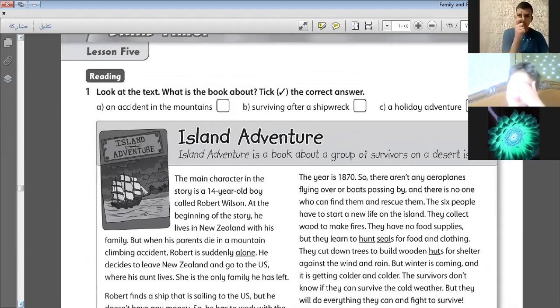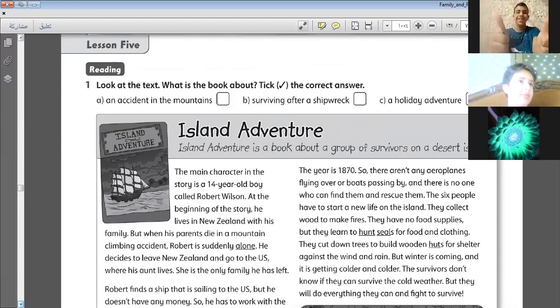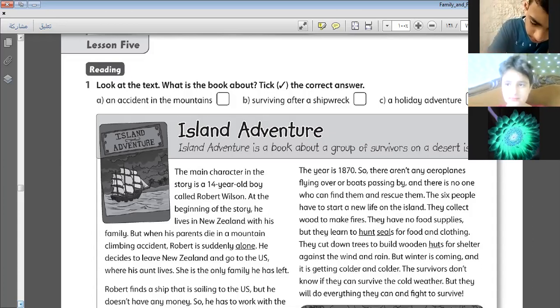We have 3 pages left on Unit 9. So look at the text. What is the book about? Tick the correct answer. We have: an accident in the mountains, surviving after a shipwreck, a holiday adventure.